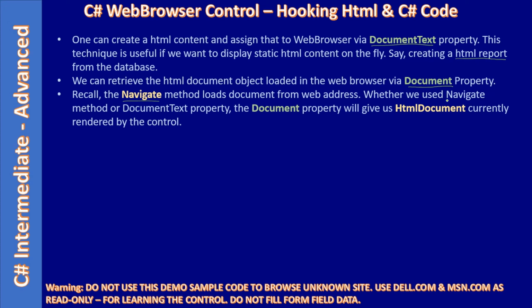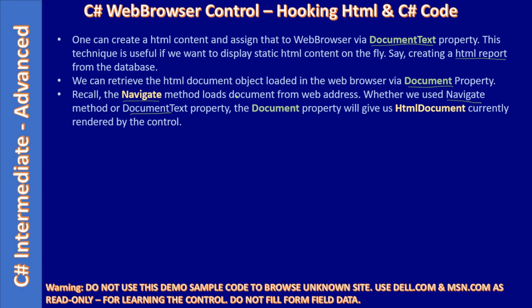Whether we use navigate or the DocumentText property: with DocumentText, we are not navigating to any web address. On the fly, on click of some button, say generate report, we will read the content from the database and form the HTML string. That string represents a complete HTML document, so it can be assigned to DocumentText. Or you can navigate to a URL and ask the web browser control to download the document from the web.